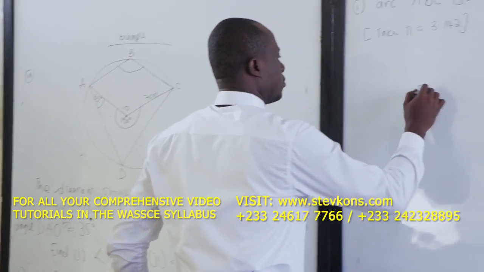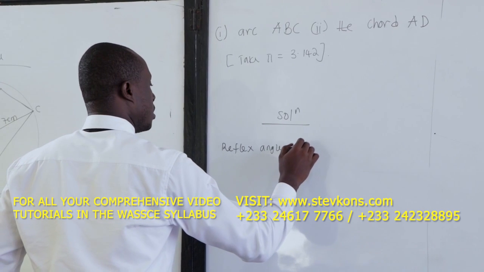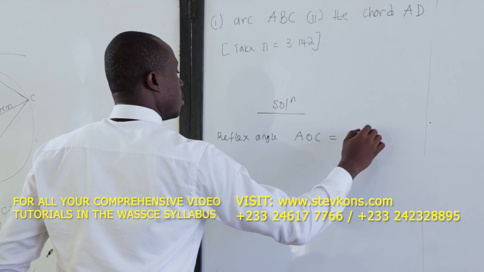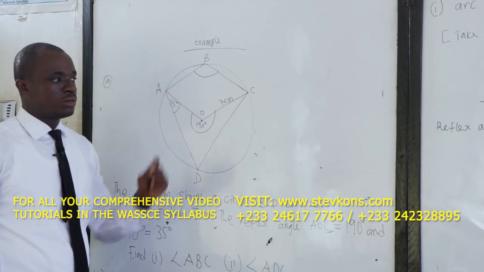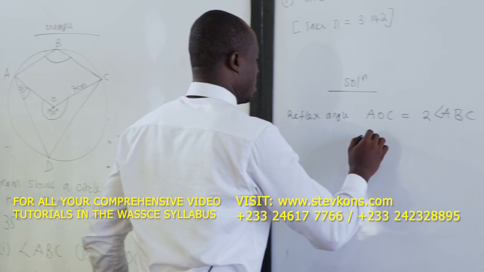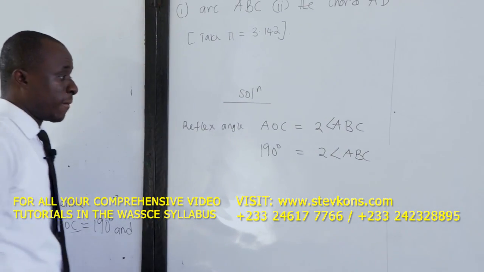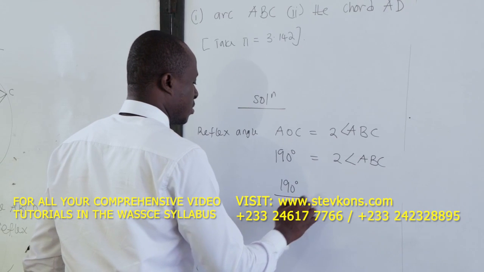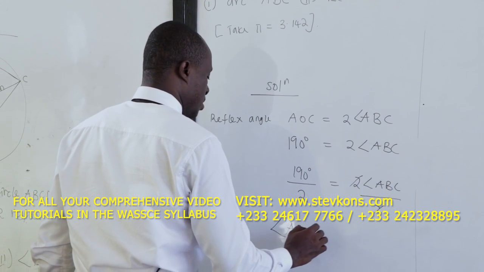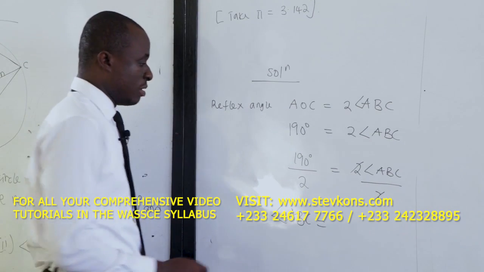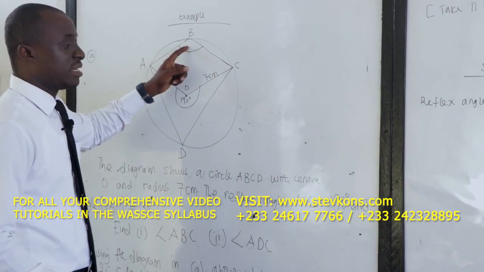So clearly, we know the reflex angle AOC is equal to 2 times ABC. What am I talking about? The reflex angle over here is twice the angle over there. Now what is that reflex angle? That is 190 equal to 2 times ABC. Clearly 190 all over 2 equals 2 ABC all over 2. Now ABC, 190 divided by 2, this is giving us 95 degrees. So the angle over here is 95 degrees.